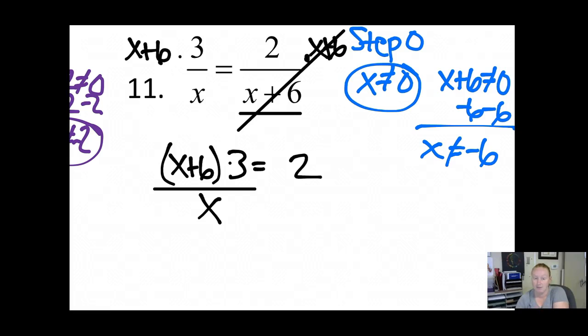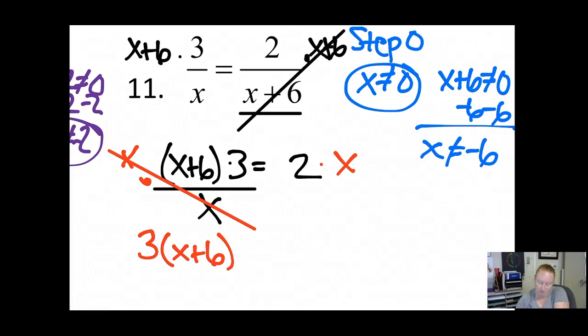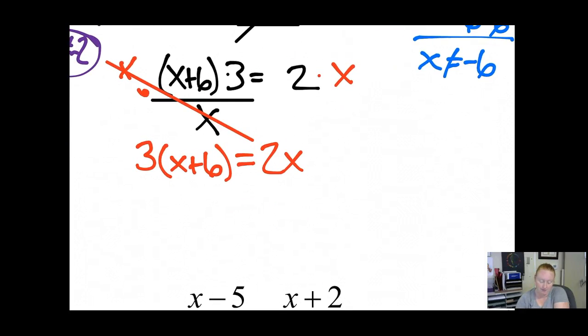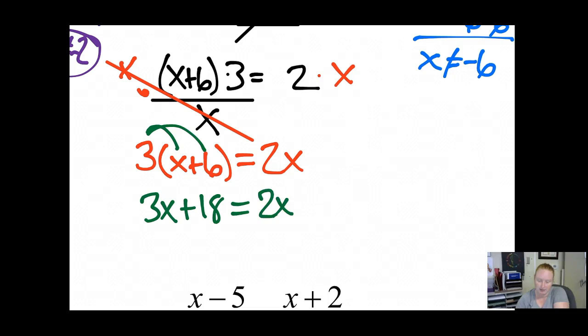I'm still freaking out. It's still a fraction. It's still bothering me. I'm going to multiply by the bottom. The whole point was to cancel that out. I'm going to rewrite x plus 6. I'm actually going to move that 3 in front this time. Since I had to rewrite it anyways, I'm going to put it in the place where I like it to be. I'm going to distribute that 3. I get 3x plus 18 equals 2x.